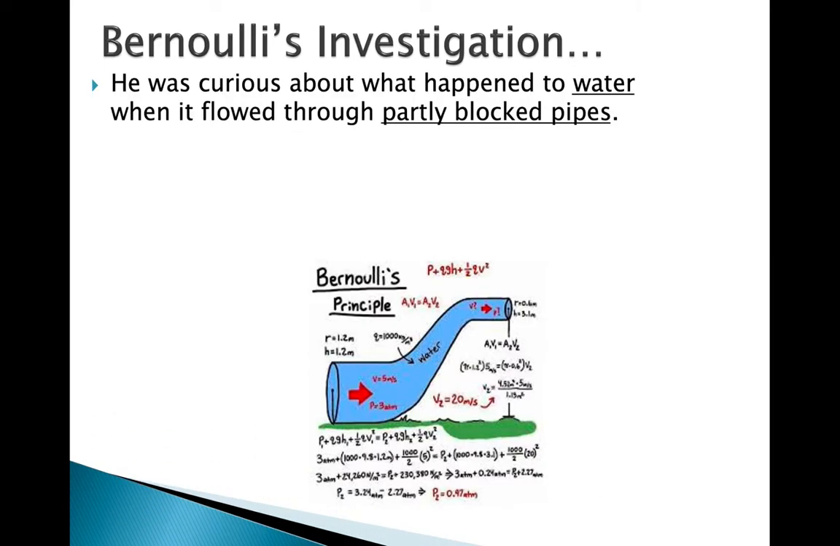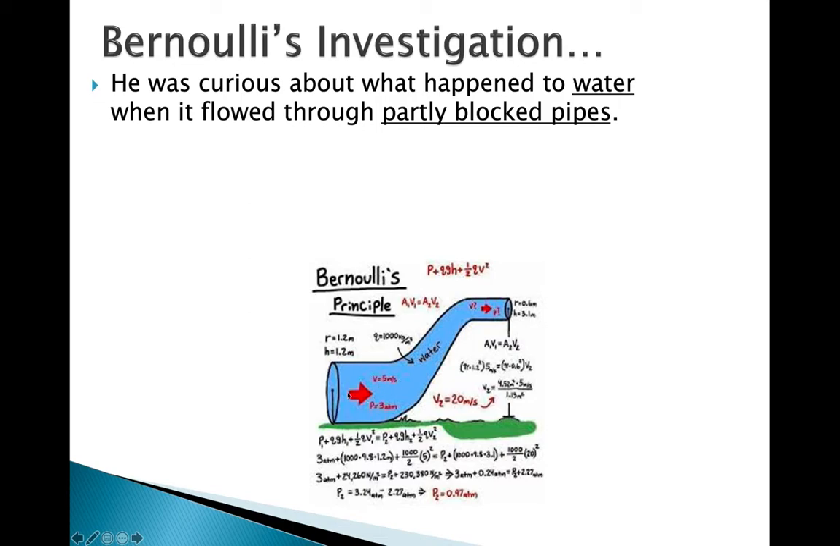Here it is again. I do suggest that you write this down. You could write down the last slide if you wanted to, but I have it again with a bit more clarity. You don't have to write this in either if you don't want to. His investigation: he was curious about what happened to water when it flowed through partially blocked pipes. He had pipes set up like this, and he did many experiments. This has just been one of them.